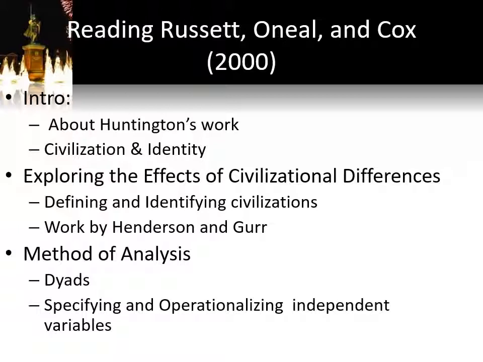So for defining and identifying civilizations in a data set, how do you do that? They build on the work of Henderson and Gurr, right? They look out there and say, hey, these guys have done it, so let's use their stuff. Their method of analysis, this concept of dyads, is very important.